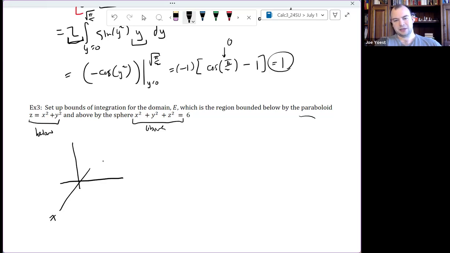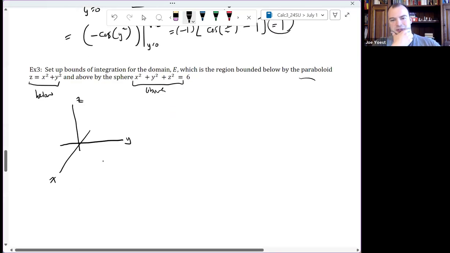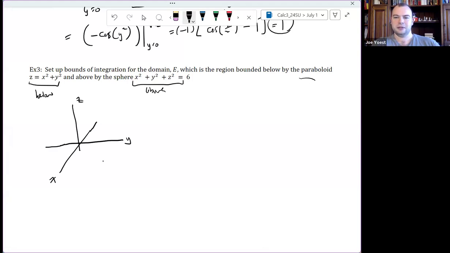So again, let me first draw out the region of integration, the domain of integration. Okay, so what does the paraboloid look like? Maybe I'll make the paraboloid red. Z equals x squared plus y squared.